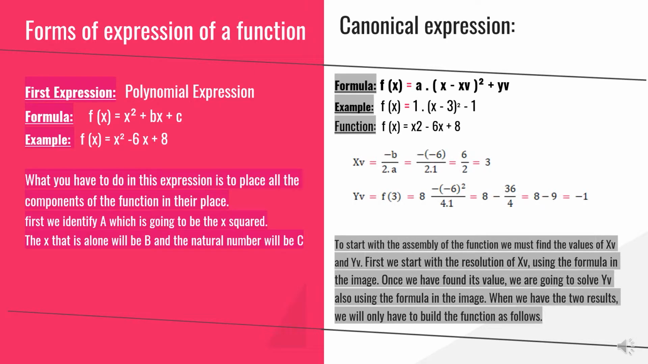The second expression was the canonical expression. To start with the expression of the function, we must find the values of xv and yv. First, we start with the resolution of xv using the formula in the image. Once we have found its value, we are going to solve yv, also using the formula in the image. When we have the two results, we will only have to build the function as follows.